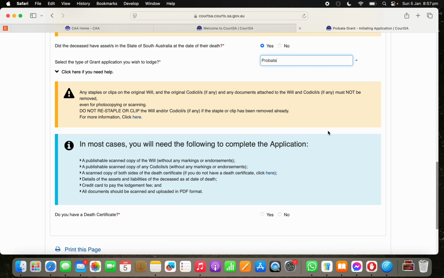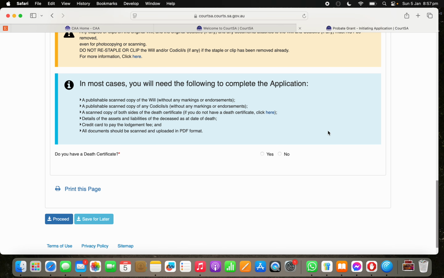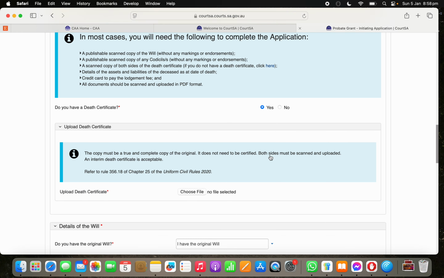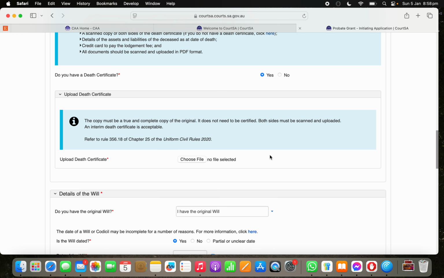So the next question is, do you have a death certificate? If you tick no, in this case, you can continue with the application, as it doesn't block you from continuing, but you then will receive an email requesting that you provide a copy of the death certificate. When you tick yes, it wants you to upload a copy of the death certificate, and we ask that you upload it in PDF format and both sides of the death certificate.